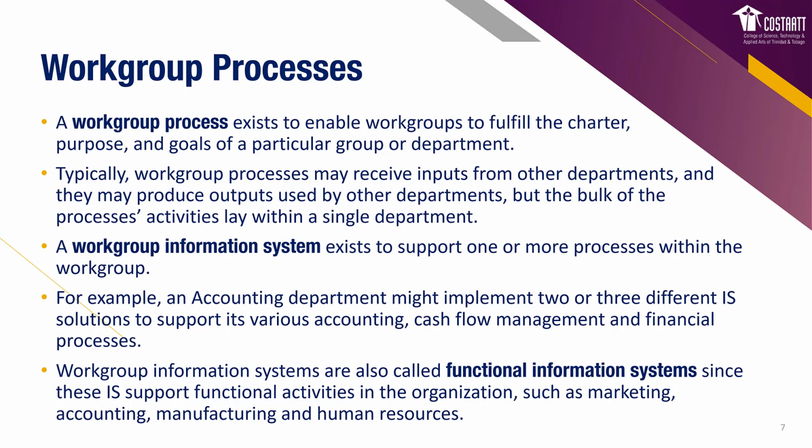Typically, work group processes may receive inputs from other departments and they may produce outputs that are used by other departments. But the bulk of the process's activities lie within a single department. So it is intrinsically a departmental process, even though it may depend on a report that comes from another department. And at the end of your process, it may provide details or reports to some other department elsewhere. So those are the inputs and outputs we're talking about. A workgroup information system exists to support one or more processes within the workgroup.